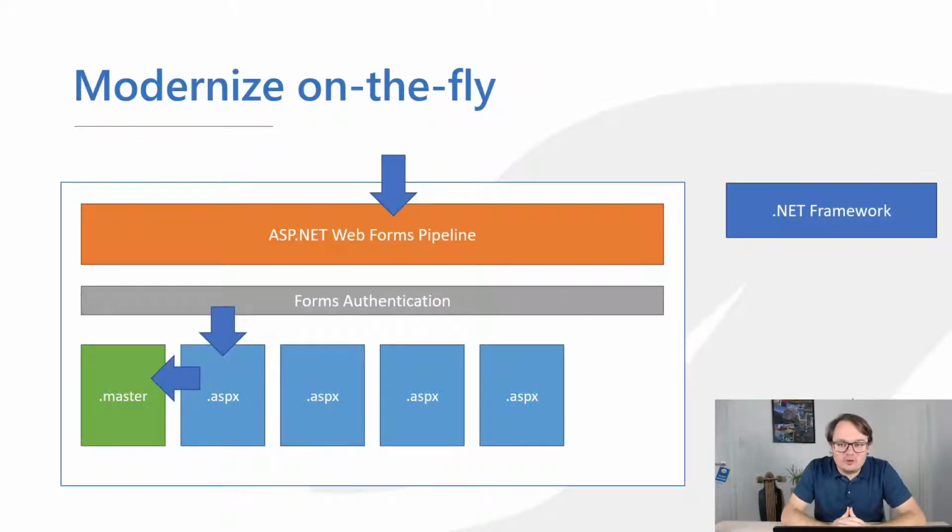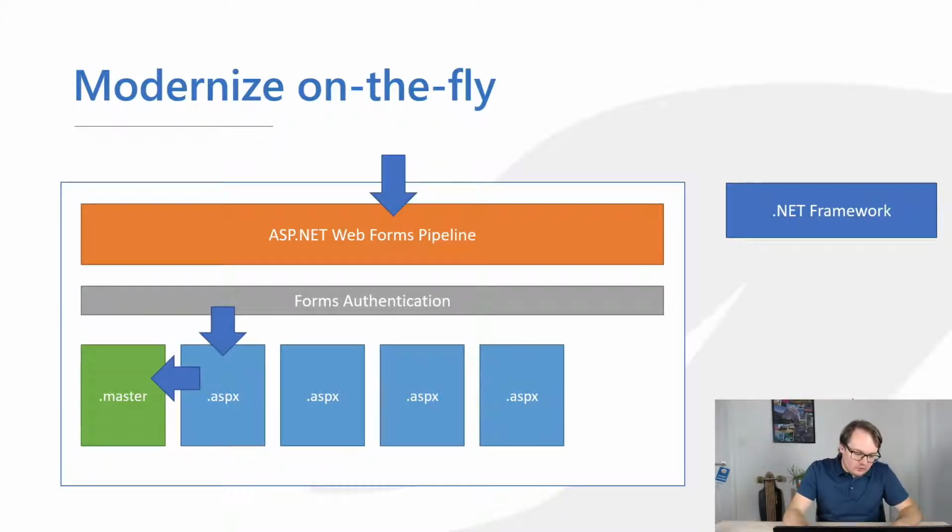How does the modernization work? If you have a web forms application, it looks like this. If you get an HTTP request, it gets processed by the ASP.NET Web Forms pipeline. There will probably be some kind of ancient authentication, like forms authentication, for example. You shouldn't use it in new apps today because there are more secure mechanisms to do authentication. And then there is some kind of routing or something like that. So the request gets to the specific page, it gets processed, and the response is returned back.